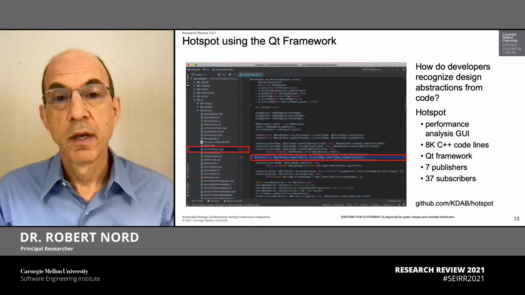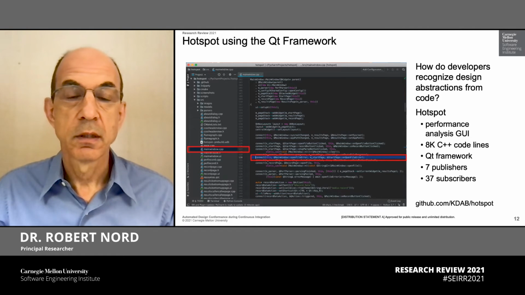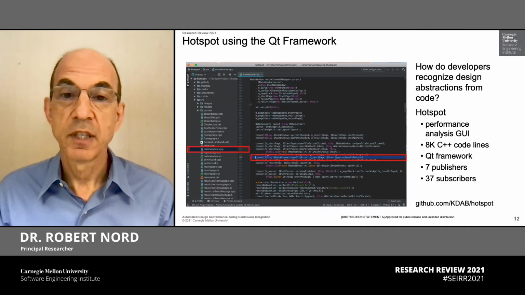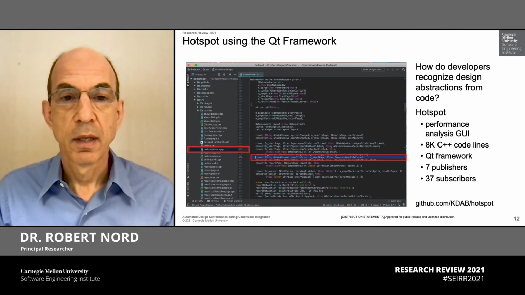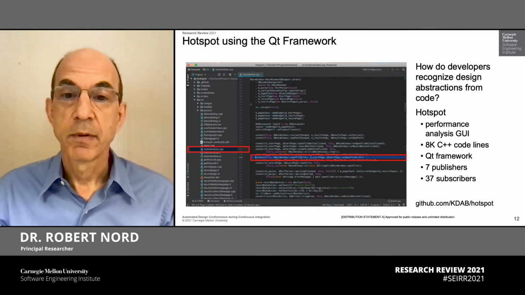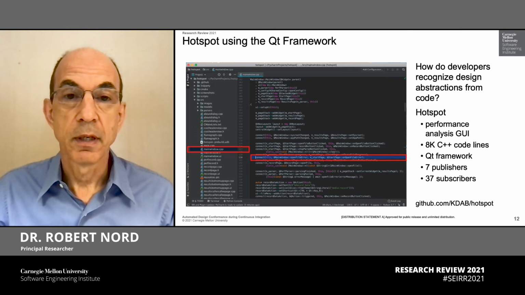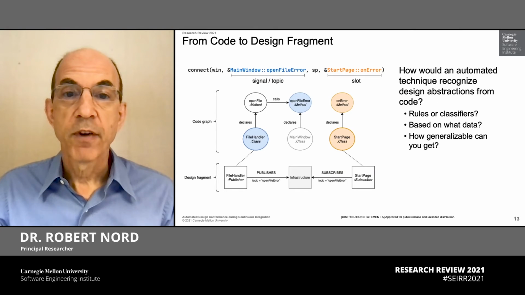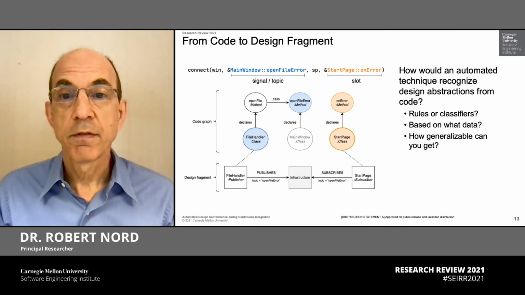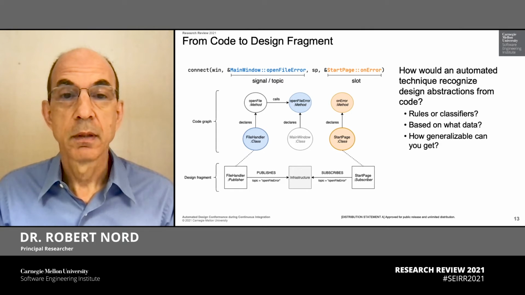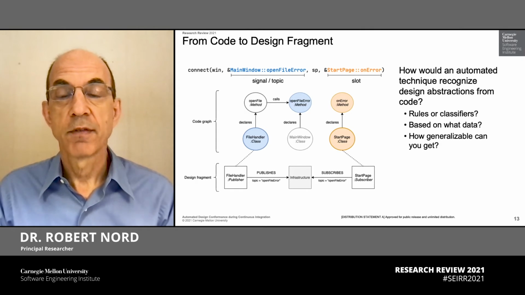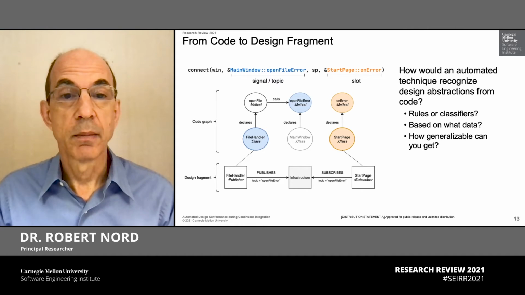It provides a GUI for conducting performance analysis. There's about 8,000 lines of C++ application code. It uses the Qt framework to provide the publish-subscribe capability. A fragment of the source code block that we're looking for is seen here at the top. The design fragment consisting of a publisher and subscriber corresponding to the code is seen at the bottom.